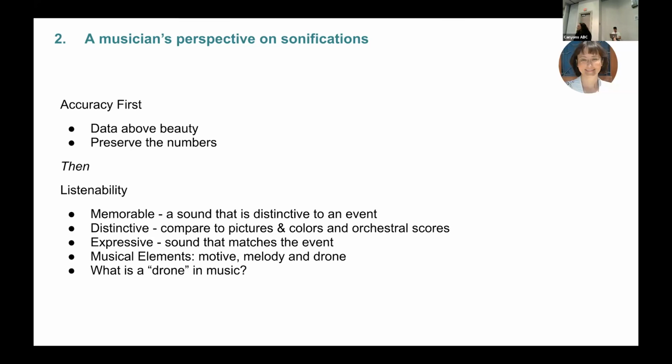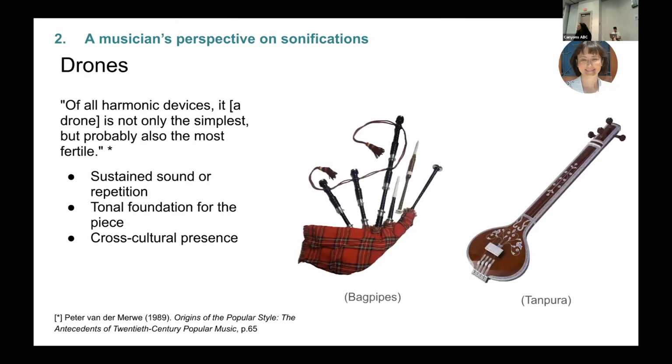That last one might be a little unfamiliar to some of us, but drones are a common component of musical composition. They take the form of a sustained sound or repetition that serves as the tonal foundation for the piece, and they're found in all kinds of music across cultures. The bagpipes from Scotland or the tanpura from India.